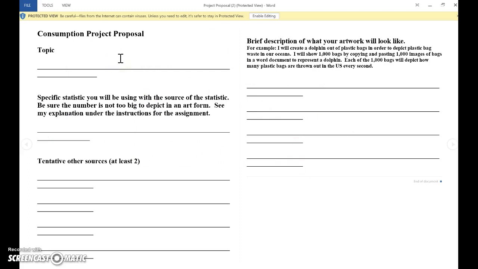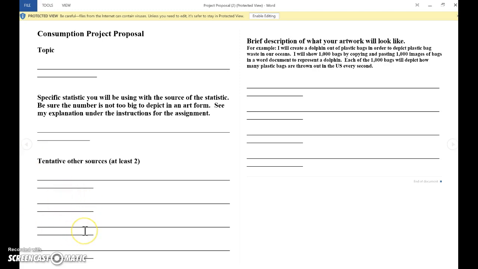So what is the topic? It could be plastic bags in the world. And then what is the statistic you're going to use? So you need to tell me the statistic. So is that 700,000 plastic bags are thrown away every half a second in the United States? I don't know, whatever statistic you want to choose.